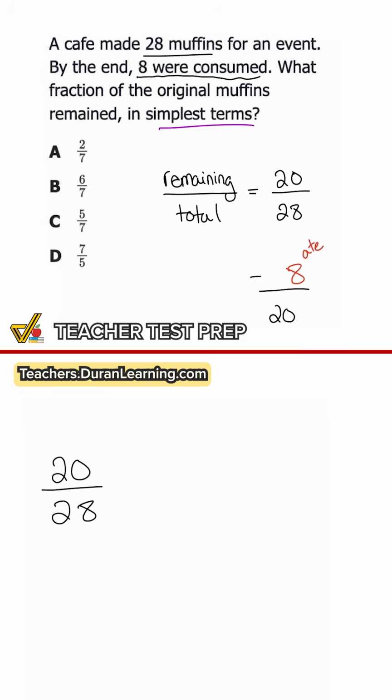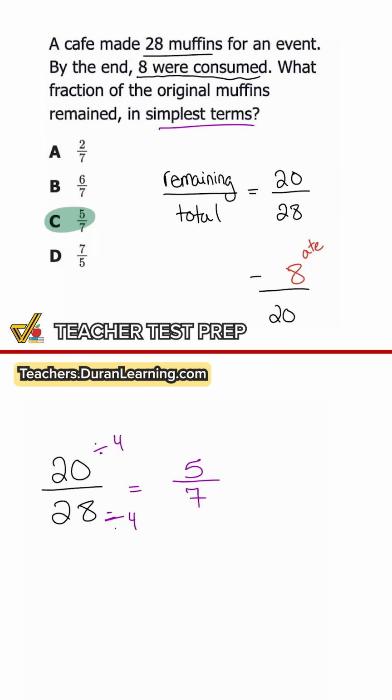Everyone, 20 and 28 can be divided by 2. But what's the bigger number? What's the biggest number that can be divided out of both 20 and 28? 4. Correct. So let's go ahead and divide them both by 4. Right there and there. 20 divided by 4, that's going to give us 5. 28 divided by 4 gives us 7. And so there's our final answer in simplest terms, 5 over 7, which is answer choice C.